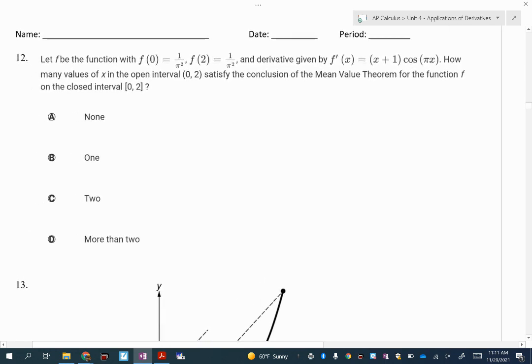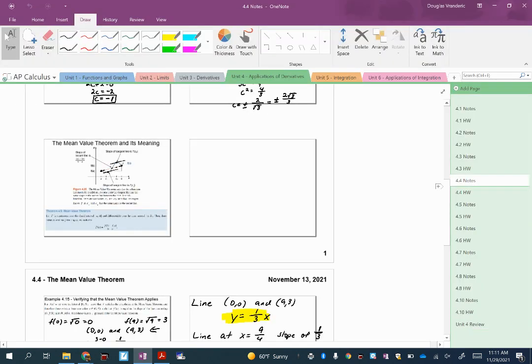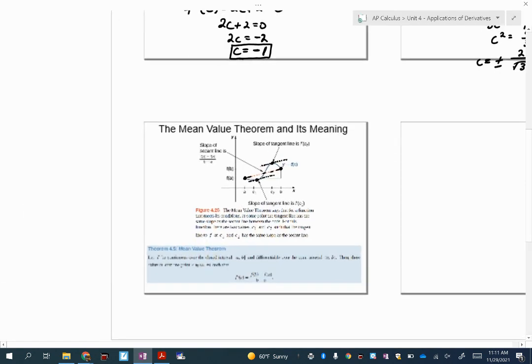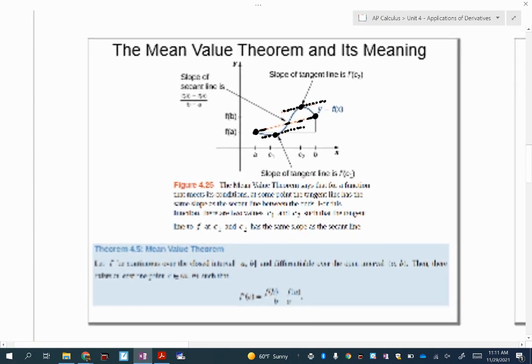All right, we have our function here where it gives us values for when I plug in 0 and 2, and they give us the derivative. How many values of x in the open interval (0, 2) satisfy the conclusion of the mean value theorem? So now, when it comes to the mean value theorem, let me actually go to it real quick in our notes, I think it's 4.4. Yep, there it is. So this is the slide from our notes on the mean value theorem. Remember, you can always GTS if you need to.